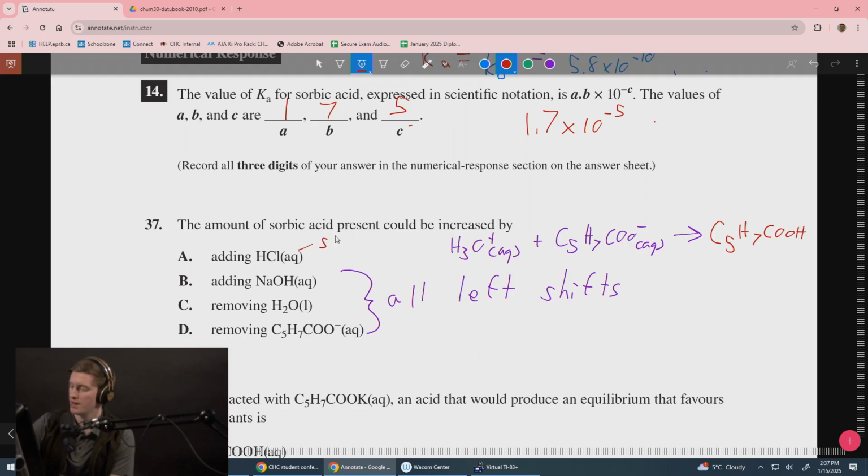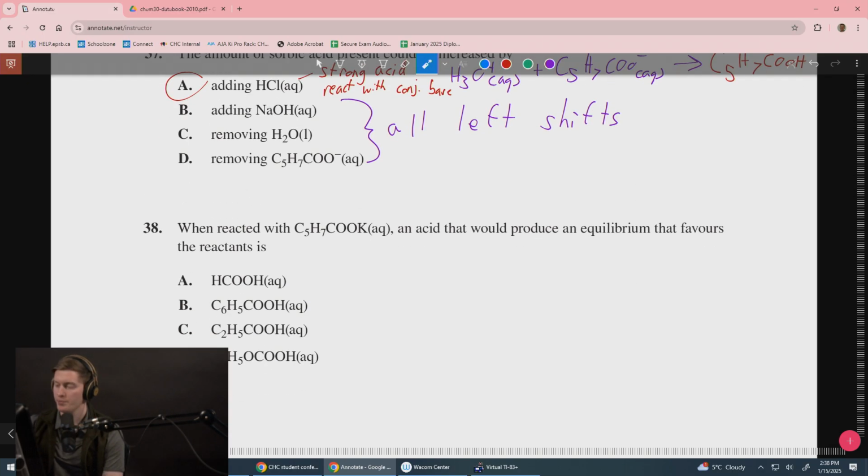This is a strong acid which would, I'm going to say, react with the conjugate base. So you would end up creating more sorbic acid. When reacted with sorbate, an acid that would produce an equilibrium that favors the reactants is what?